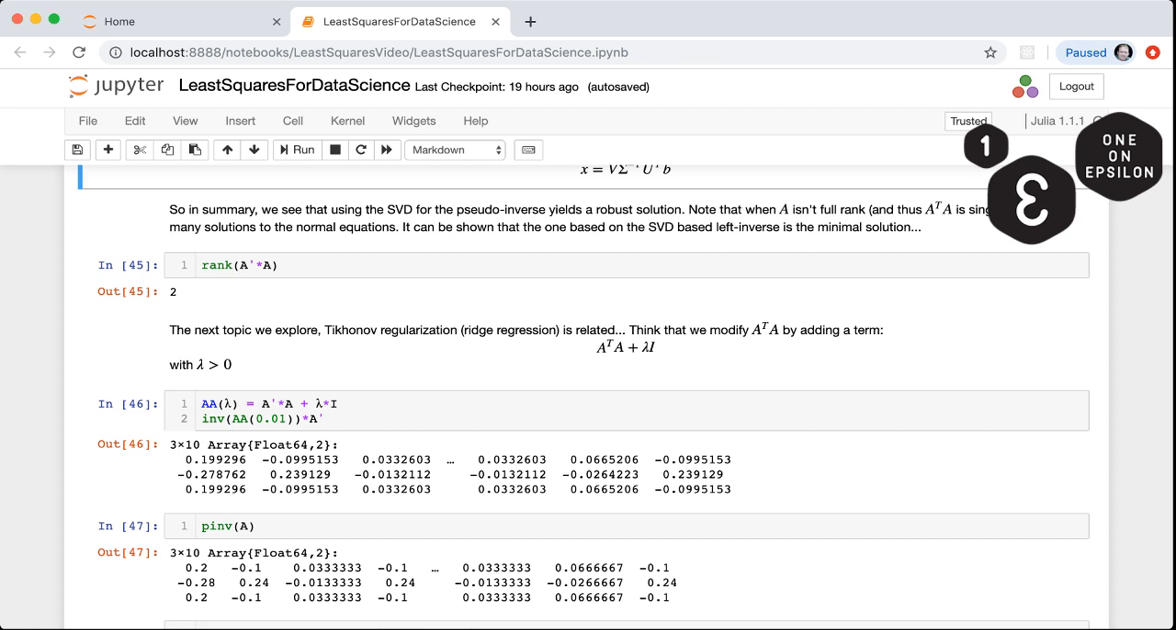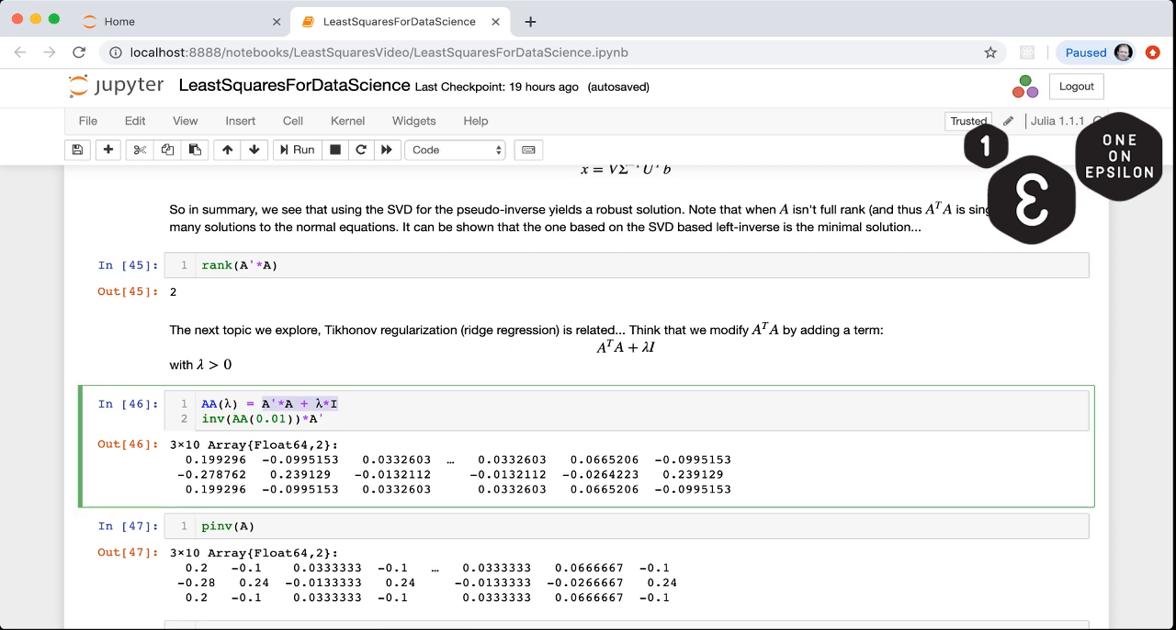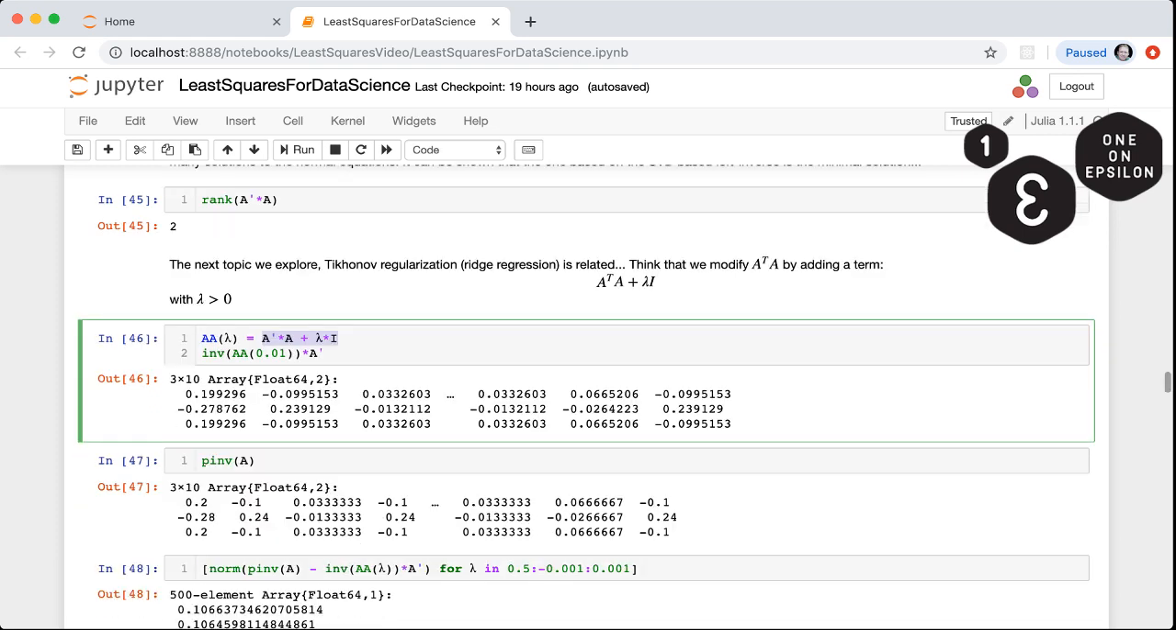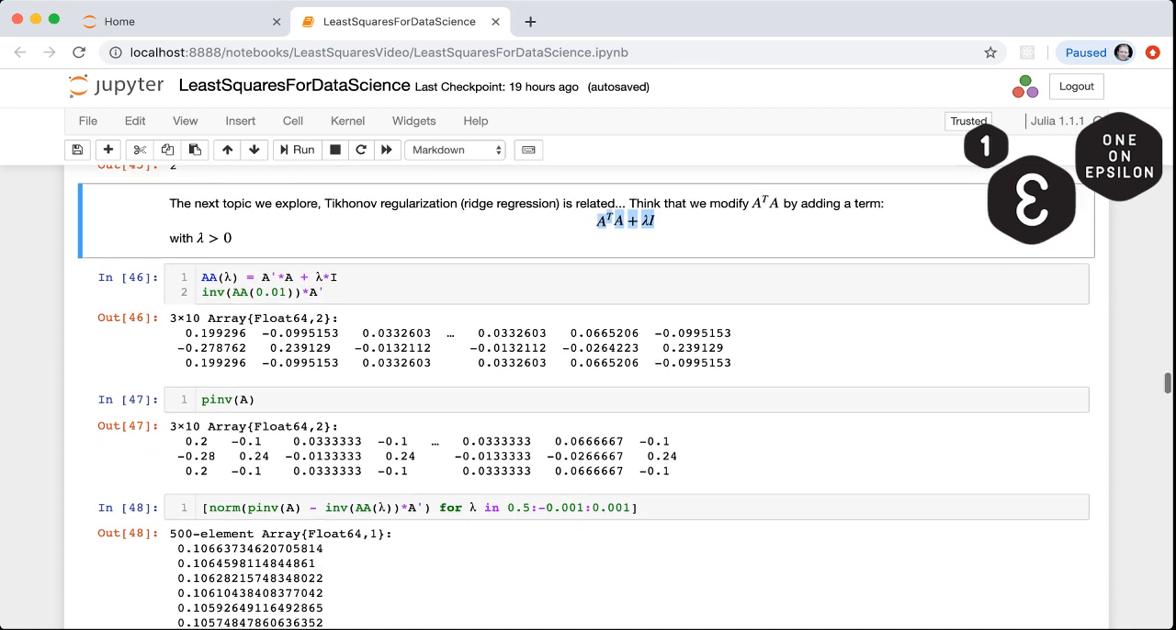And what we can do is add a term, the identity matrix multiplied by the scalar lambda, where lambda is positive, to the matrix A transpose A. That actually makes it non-singular. It's not hard to show. For any strictly positive lambda, the inverse of this thing exists, and so does the pseudo-inverse.